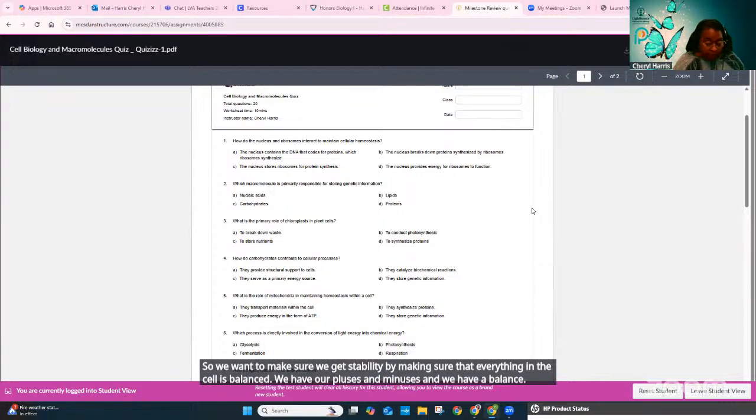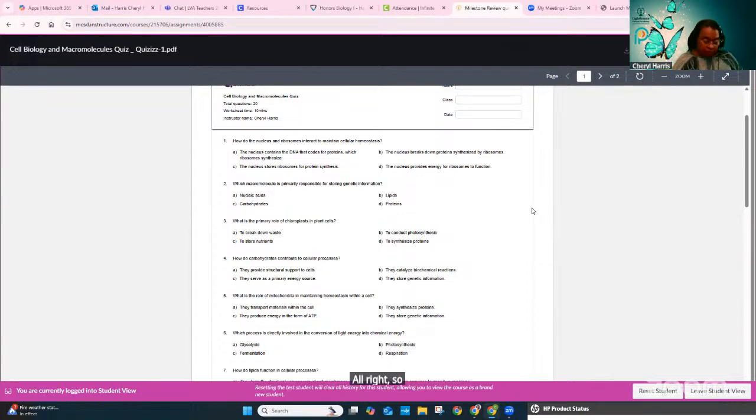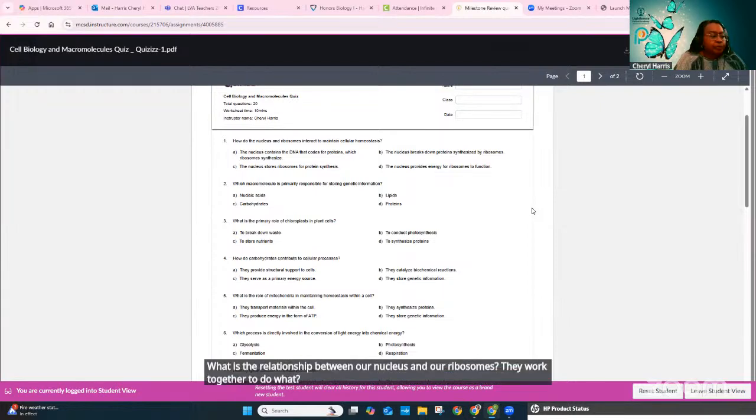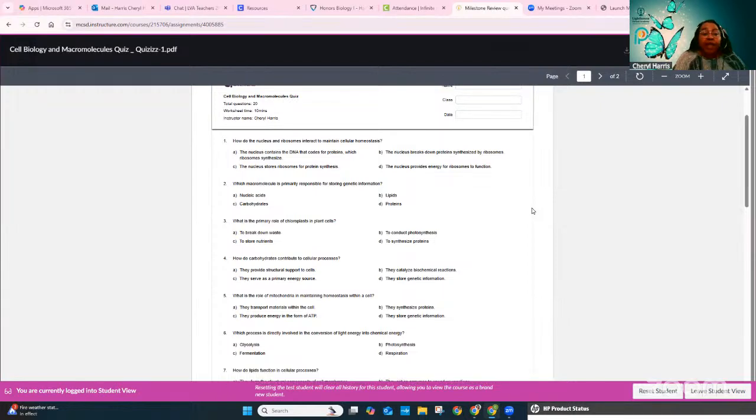All right, so which one of these answers will help us with balance? What is the relationship between our nucleus and our ribosomes? They work together to do what? A, yes, the nucleus contains the DNA and codes for proteins, which are synthesized in the ribosome.